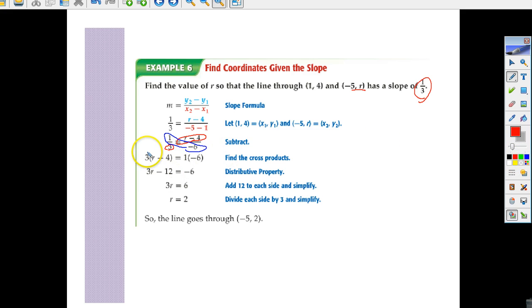Now we have the distributive property. So 3 times r, 3r, minus 3 times 4, 12, equals negative 6. And you solve: add 12 to each side, 3r equals 6, divide by 3, and r equals 2. So r is 2, so it goes through the point negative 5 and 2.